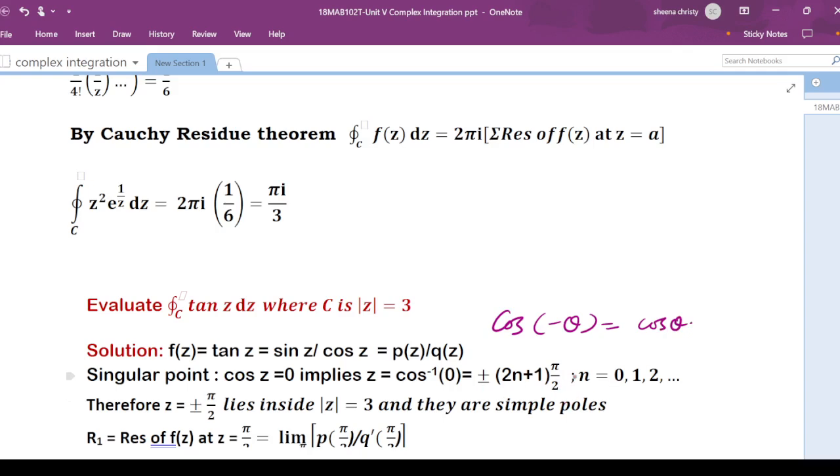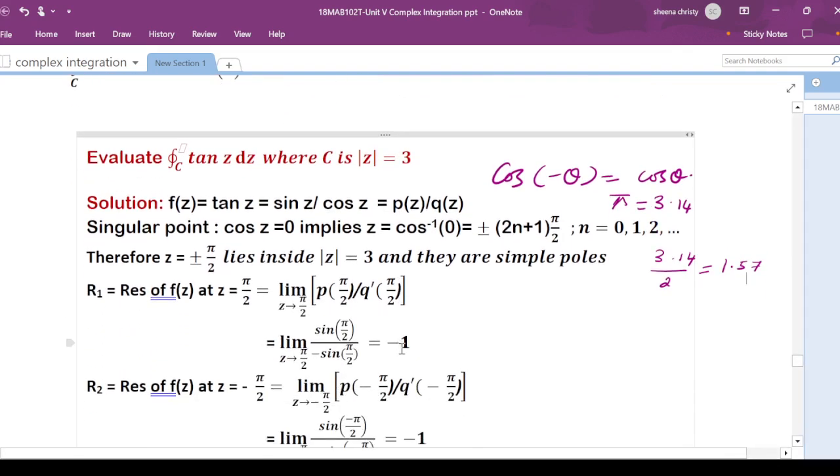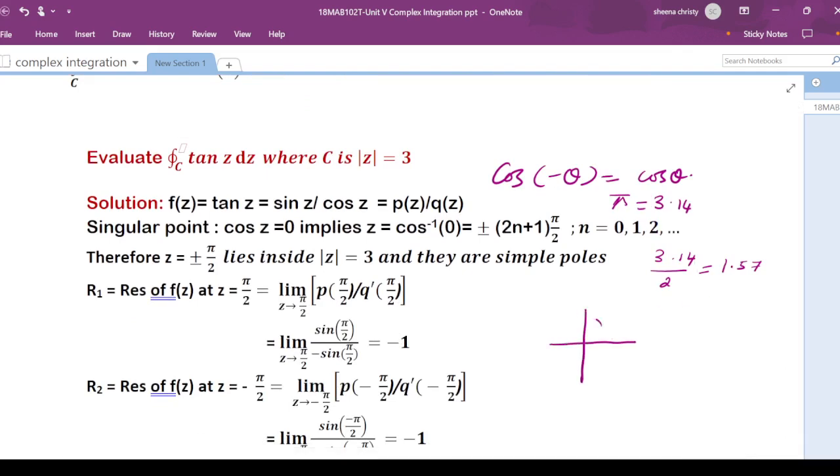Now by putting n equal to 0, you will have plus or minus pi by 2. We know pi value is 3.14. So 3.14 divided by 2 will give you 1.57. So definitely you can see that mod z equal to 3 means what? It is a circle with center 0, 0, radius is 3. So the point 1.57 definitely lies inside the circle. Likewise, z equal to minus 1.57 also lies inside the circle.